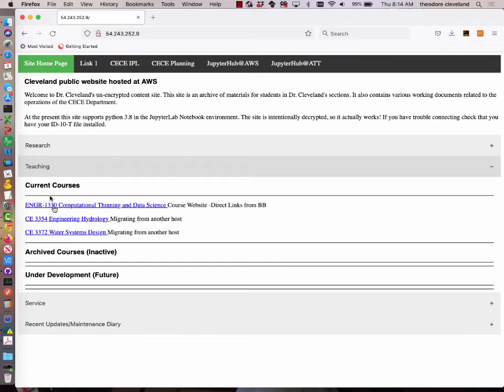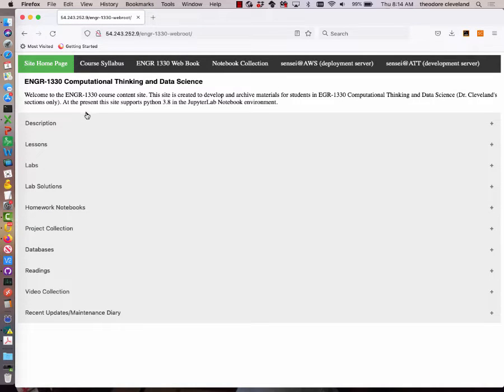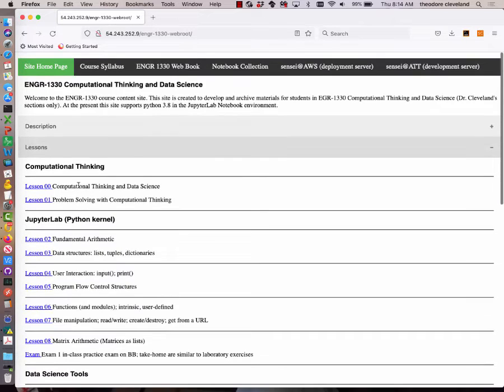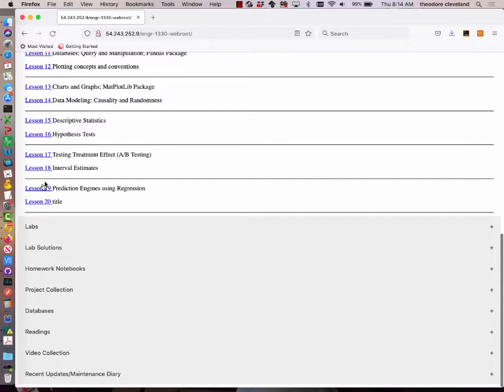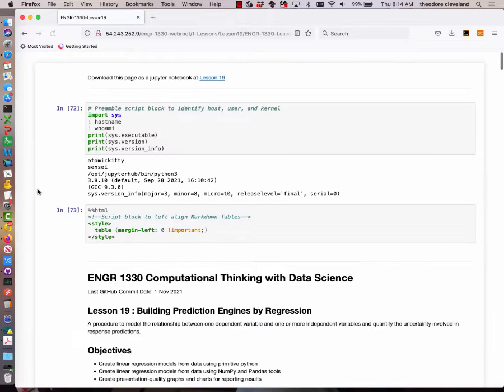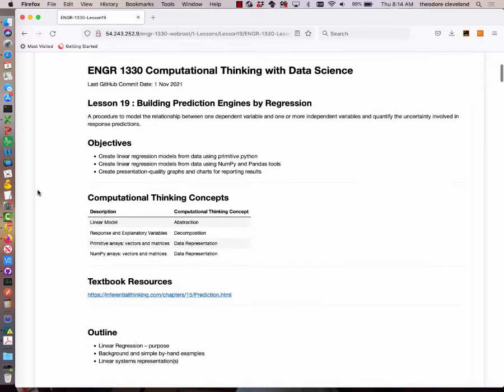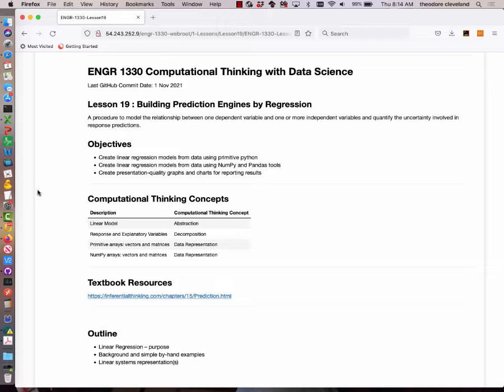So today's lesson is lesson 19, which is the one that comes just before 20 and just after 18. And then when we get to lesson 21, that's a very happy birthday for the lessons, right? And there we go. So the title of today's lesson is Prediction Engines by Regression.